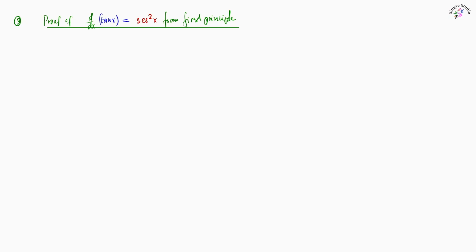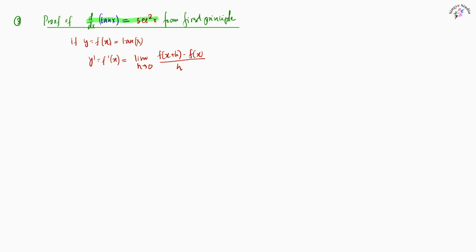Hey guys, welcome back. In this video, I want to prove that the derivative of tangent x is secant squared x from first principles. We all know that from first principles, if y equals f of x, and here it is tangent x, then the derivative of this function is f prime of x equals the limit as h approaches 0 of f of x plus h minus f of x, upon h, right?